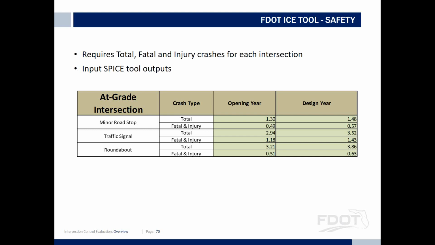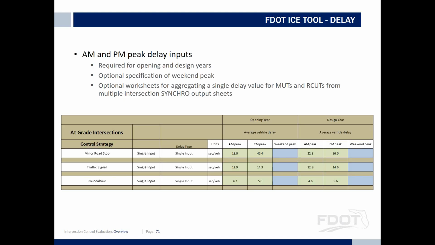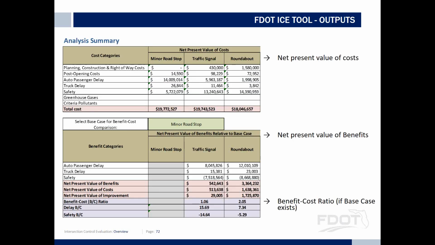Of course you're going to need the crashes, right? So the fatal and injury crashes for each intersection, and those are attained by, of course, what you get from the SPICE tool. So this is the input from the SPICE tool. This is the delay inputs from the Synchro files. And here's what you're after. Here's the bottom line. It basically shows everything in detail for the practitioner to print out and carry forward and present in the report.